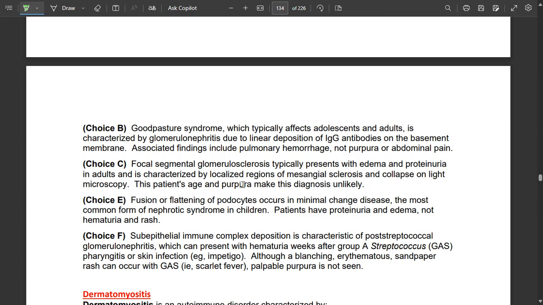Goodpasture syndrome, which typically affects adolescents and adults, is characterized by glomerulonephritis due to linear deposition of IgG deposits. So IgG deposits occur in a linear fashion.